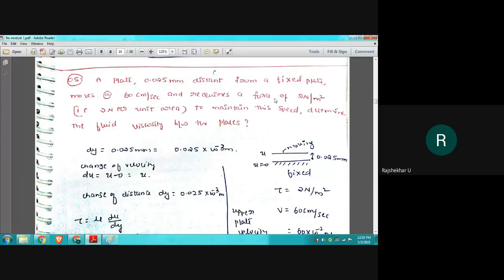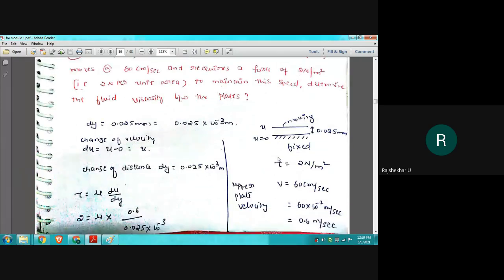To move this plate, we need so much force. 2 Newton force is to be applied per meter square, or unit area. If these conditions are to be satisfied, what is the fluid viscosity that has to be used between the plates? So we have to find out the mu value.